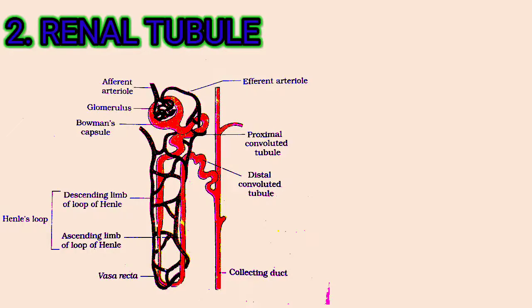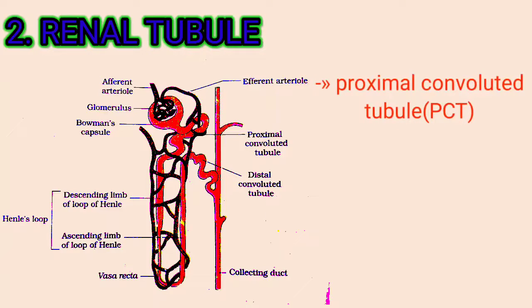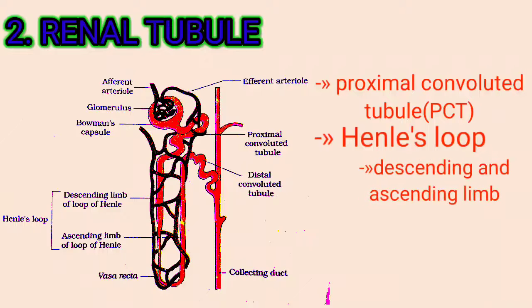The renal tubule contains a highly coiled proximal convoluted tubule, called PCT. A hairpin-like sharp structure is called Henle's loop. This is present below the PCT. PCT means proximal convoluted tubule. Henle's loop has descending and ascending limbs.